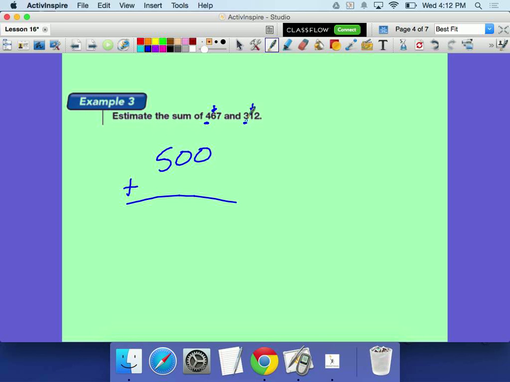The next number, I have a 3 in my hundreds. My next number is a 1, which is 4 or less. So I'm going to keep that at 3 and fill my place values in with 0. If I add that up, I get 800.